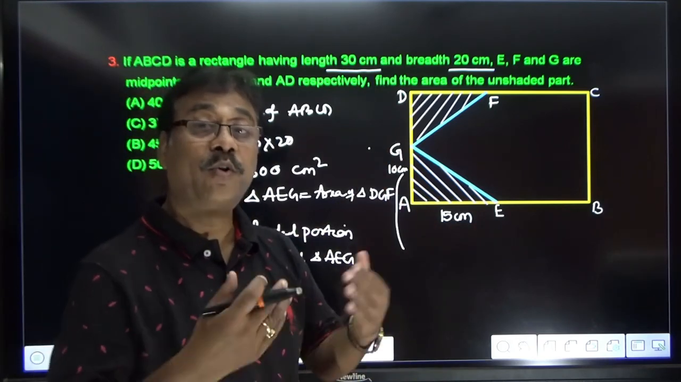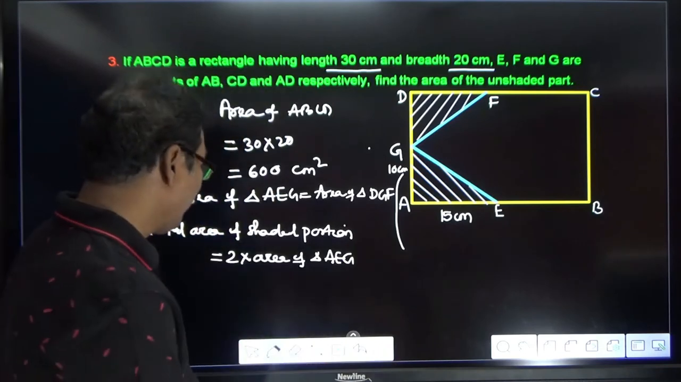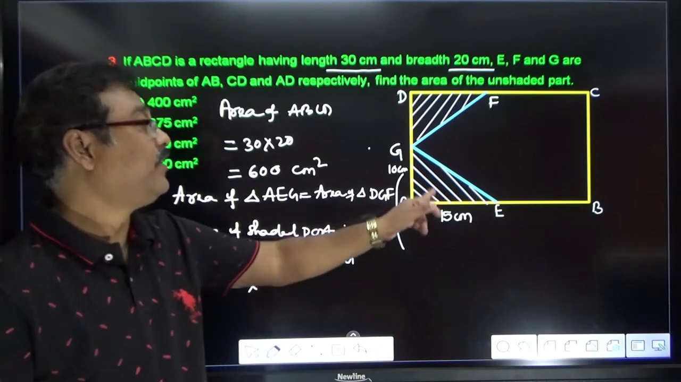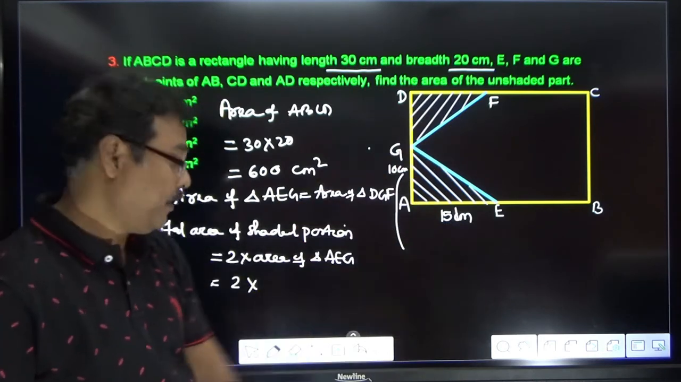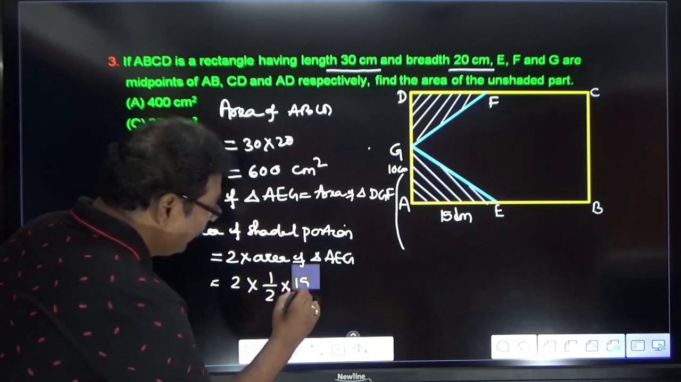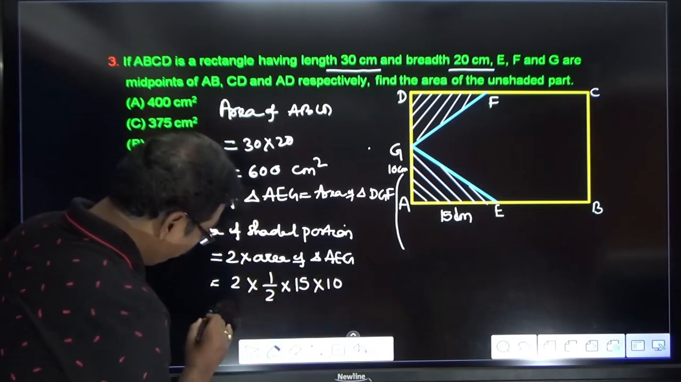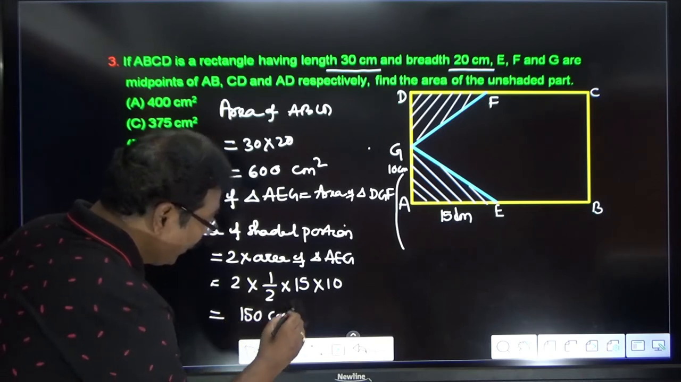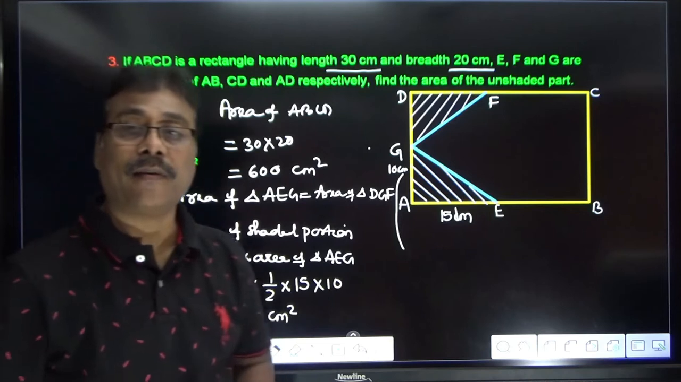Area is half into base into height. So, I can write it is equal to 2 into half into base 15 into height 10. The 2 is for what? Because this area has to be included. So 2 into half get cancelled. I got 150 centimeter square. So this is the shaded part.